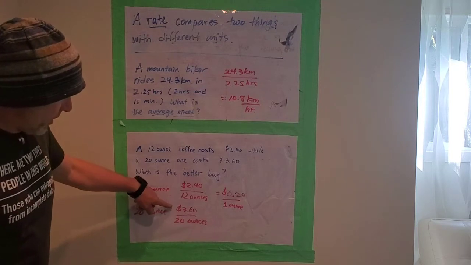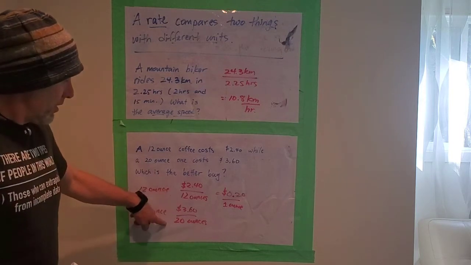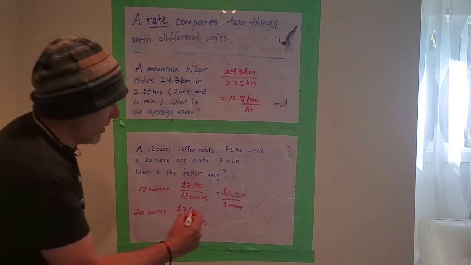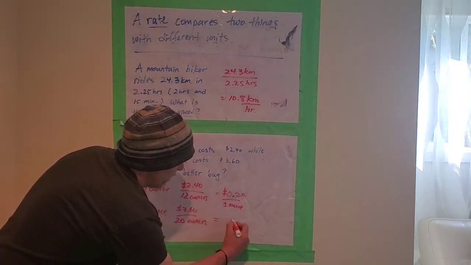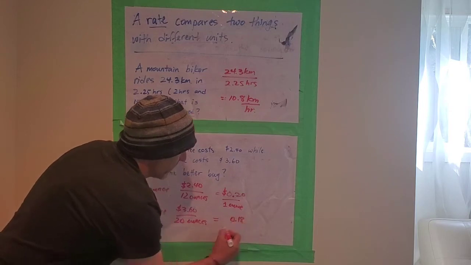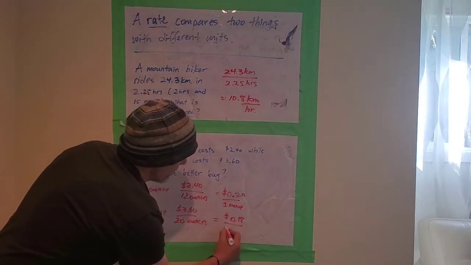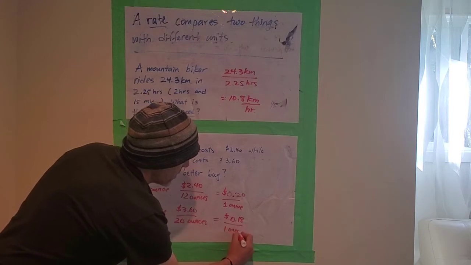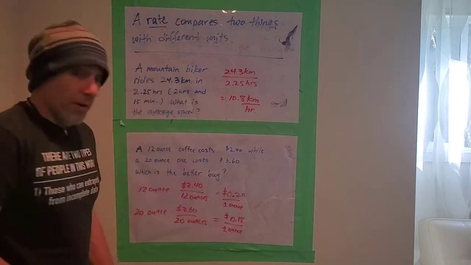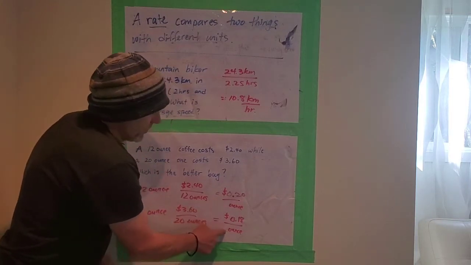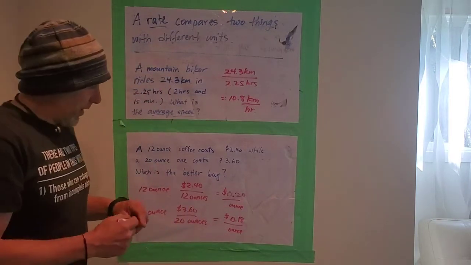We'll do the same thing here. $3.60 divided by 20 ounces. So 3.6 divided by 20. I did that with my calculator, and I got 0.18. Again, the units would be dollars per 1 ounce. Now, I don't have to write the ones if I don't want to, and I can drop it and write it like this as dollars per ounce. Either way would be totally fine.